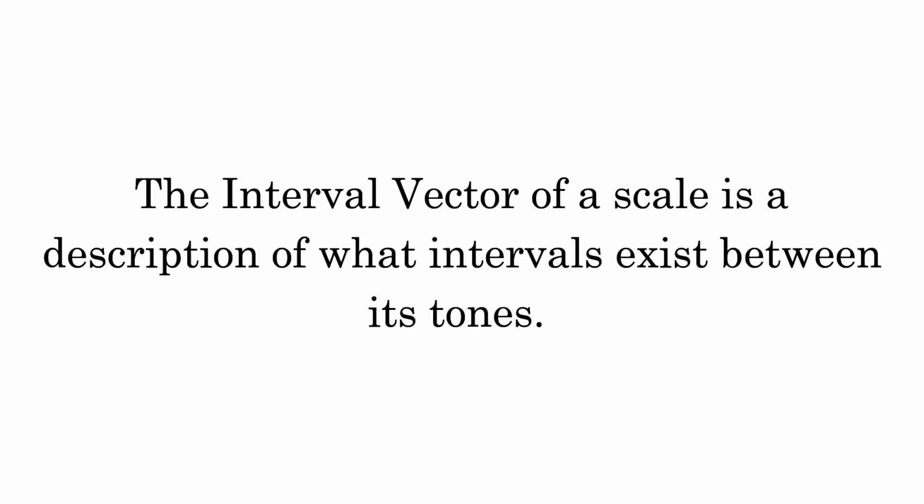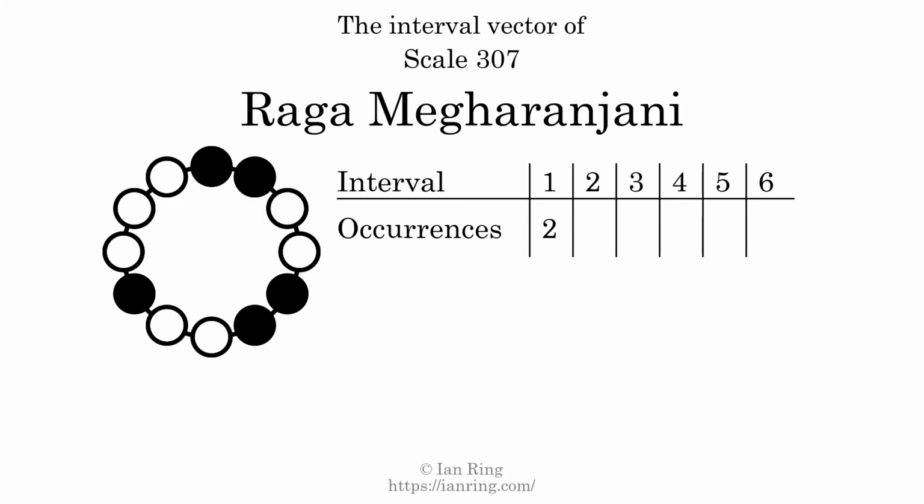The interval vector of a scale is a description of what intervals exist between its tones. There are 2 intervals with the size of 1 semitone. They are here and here. There are no intervals with the size of 2 semitones. There are 2 intervals with the size of 3 semitones. They are here and here.